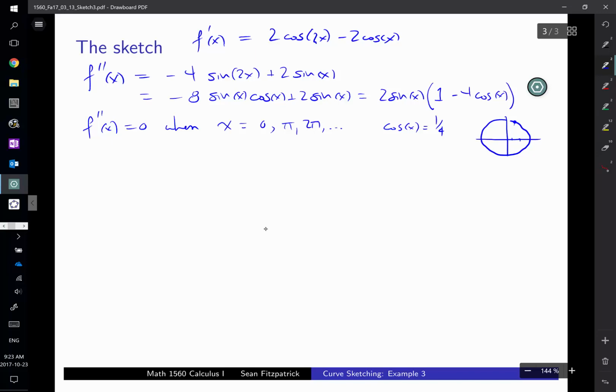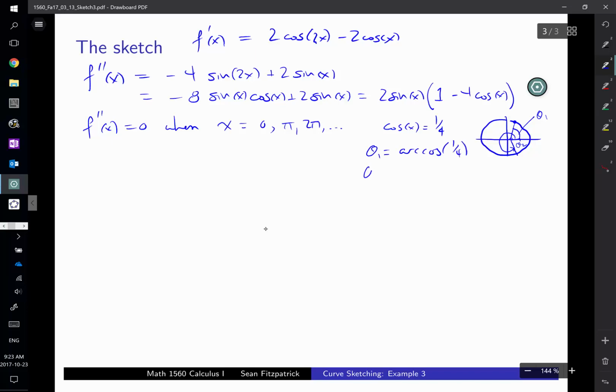So one angle here, and this angle, say theta 1, and then we want cosine to be positive, right? So the other one is down here, and the other one is theta 2. So theta 1 is simply arc cos of a quarter.